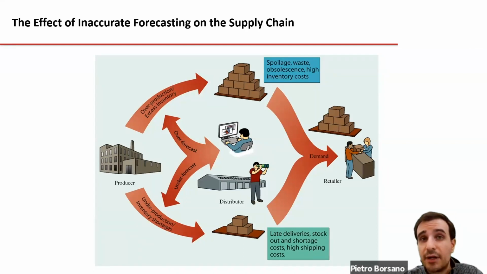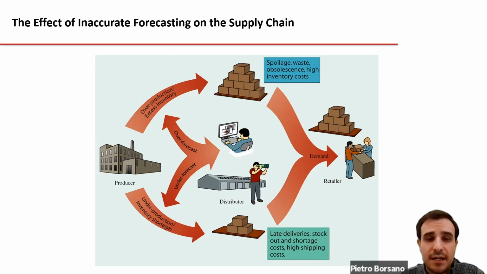And when you get to a point where you must sell your inventory, either because the products are becoming obsolete or because you don't have enough space or because you need to rearrange your facilities, then you will end up selling your products at a discounted price, with all the consequences on your finances. Inventory cost, spoilage, waste, obsolescence, all of these are the consequences of an over forecast.